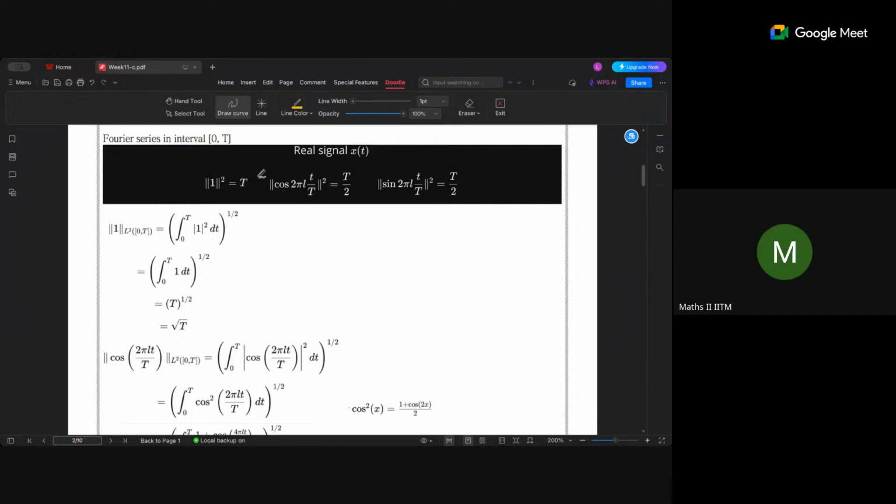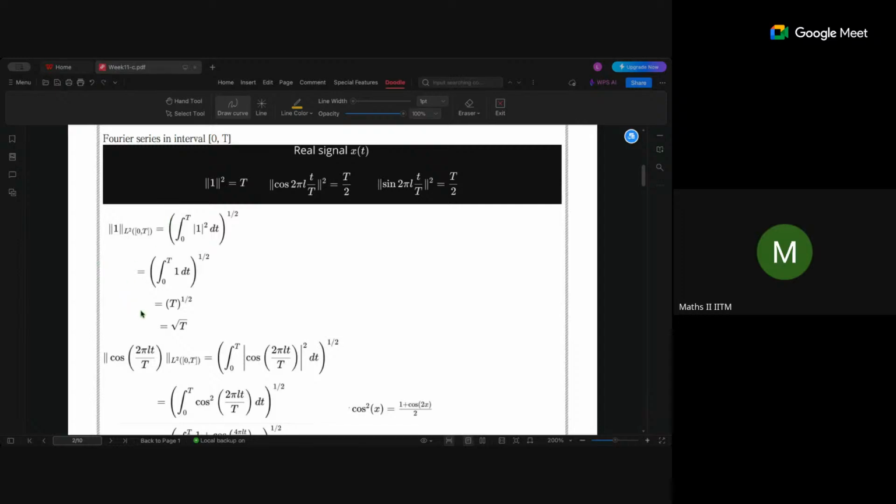At first sight you may feel it is strange that the norm of 1 squared can be T. But when you look at this particular norm, L2 of 0 comma T, and do the integration, you see that the norm squared is T. Is it clear why norm 1 squared is T?